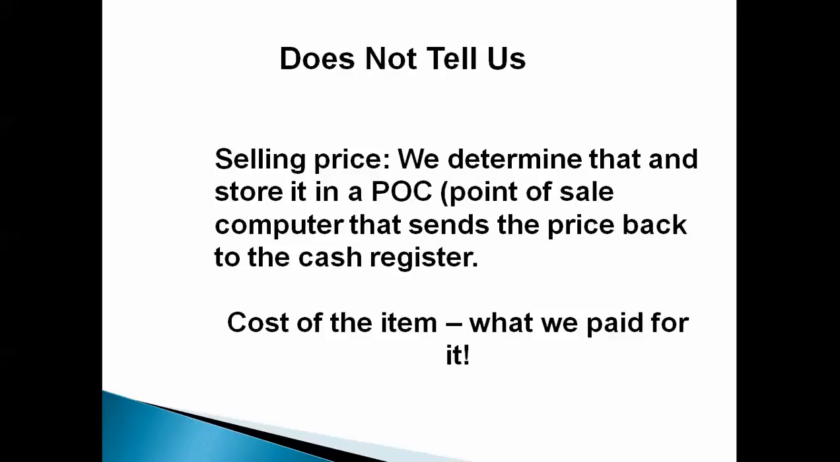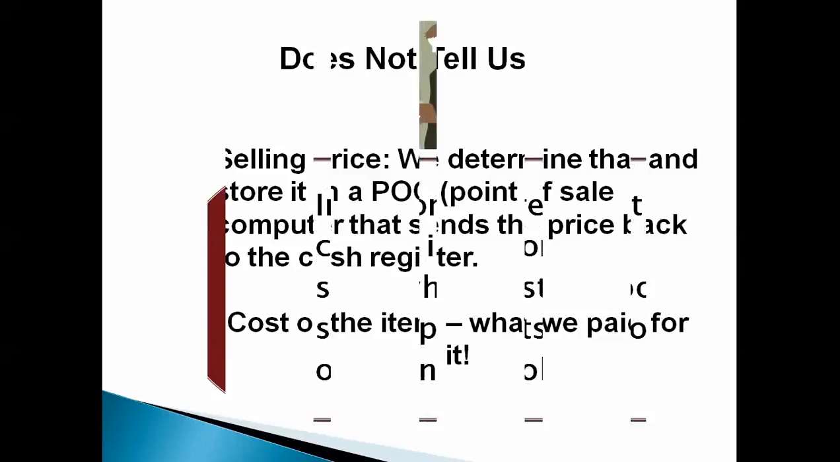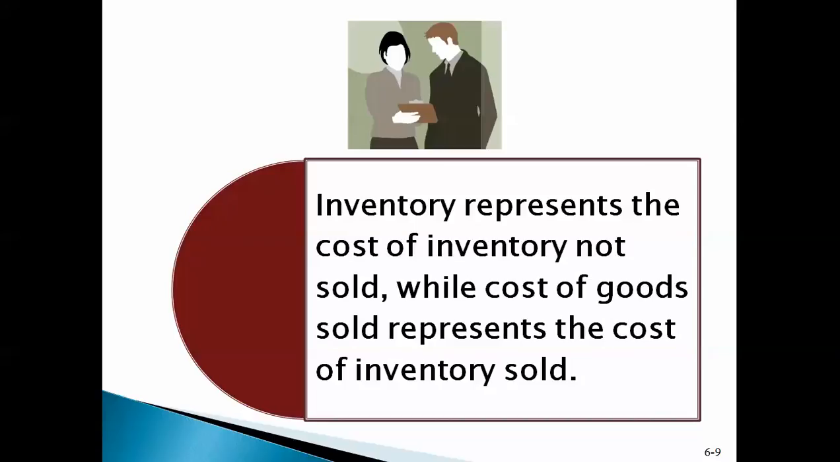The other thing that the barcodes don't tell us is the cost of the items, what we paid for the items. Because let's be honest, Walmart gets their products at a cheaper price than, say, a mom and pop store that is sitting out in Ouray. They're buying a can of cream of mushroom soup for a different price than what Walmart pays. And so the barcodes do not tell us the cost that we paid for it. So we have to determine what the cost of the merchandise is that is going out the store.